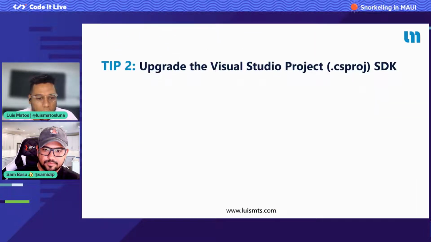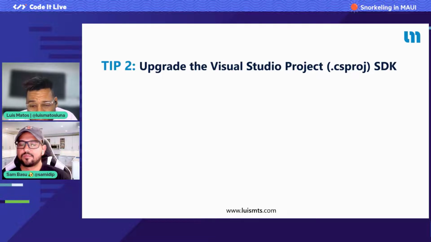The second tip is to upgrade the Visual Studio Project SDK. With the SDK, you have a new format, and maybe it requires minimal explicit configuration and enables you to compile the code for .NET Framework, .NET Standard, and .NET 6.